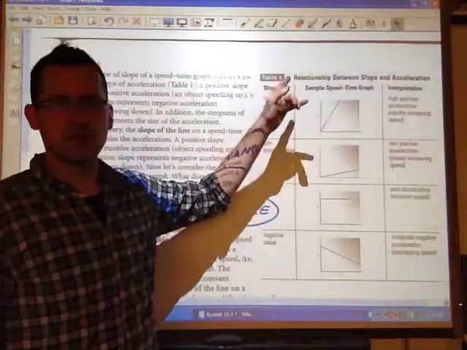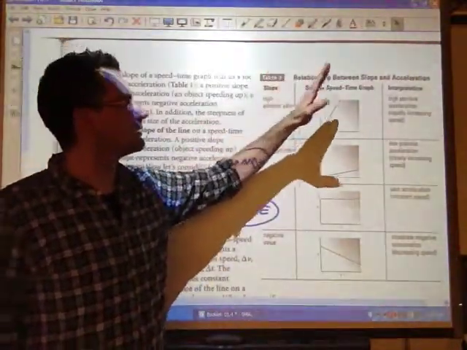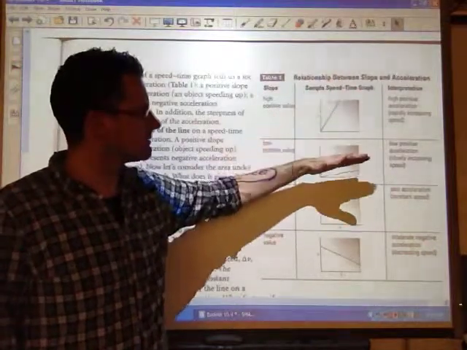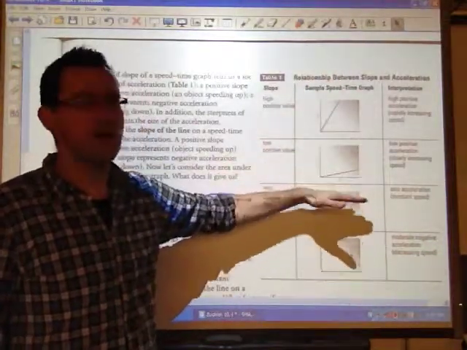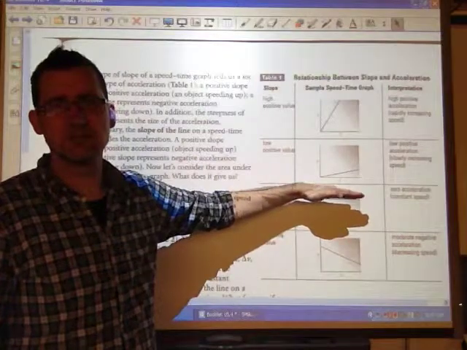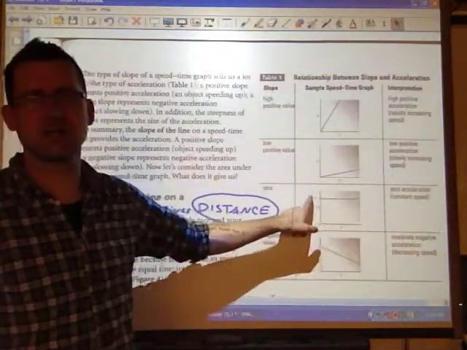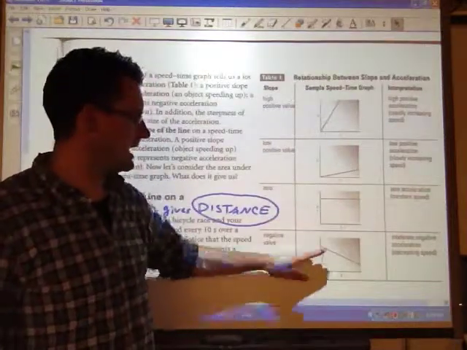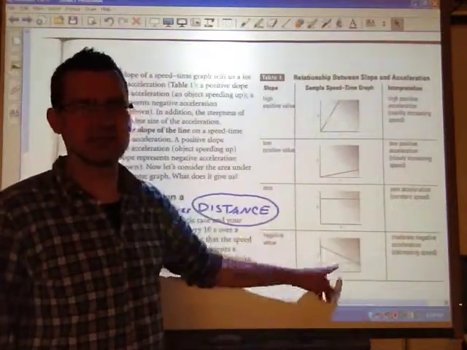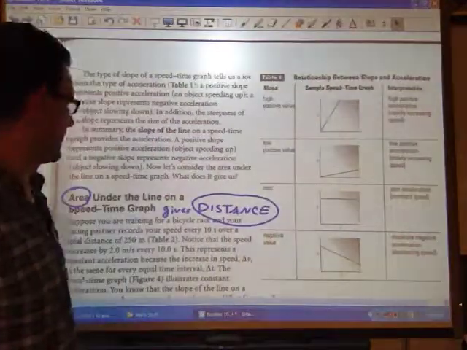Once again, slope is acceleration. Large slope, large acceleration. Small slope, small acceleration. No slope, because it's flat, means no acceleration. It's going at a constant speed, not speeding up, not slowing down, just staying the same. And a negative slope means negative acceleration, slowing down.